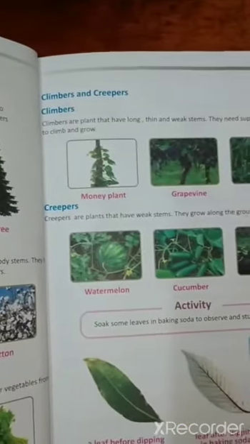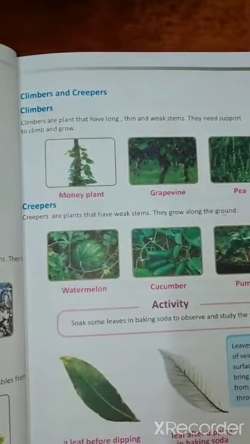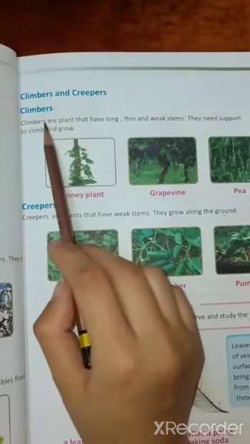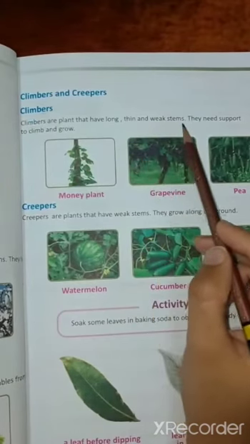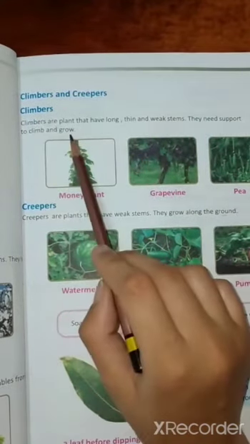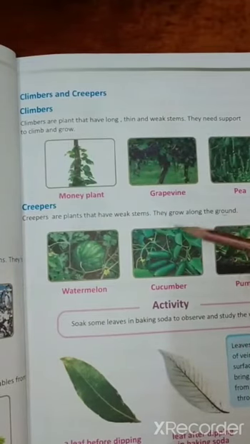Then we have read about the difference between the climbers and the creepers. Climbers climb, लटकने वाला, चढ़ने वाला. So you can see from the name, climbers are the plants that have long, thin but weak stems. They need support to climb and grow. उसको किसी चीज़ का सहारा चाहिए होता है to grow.